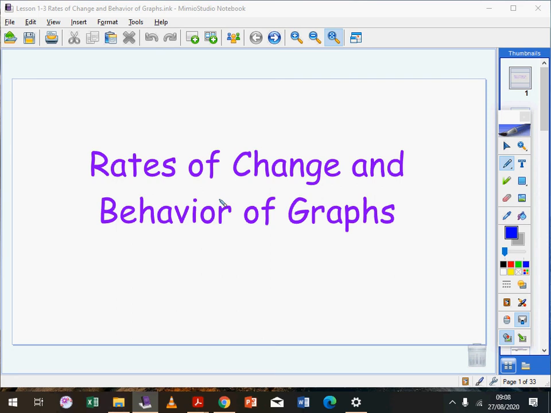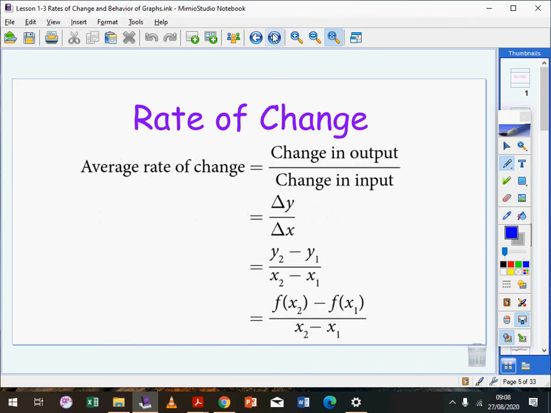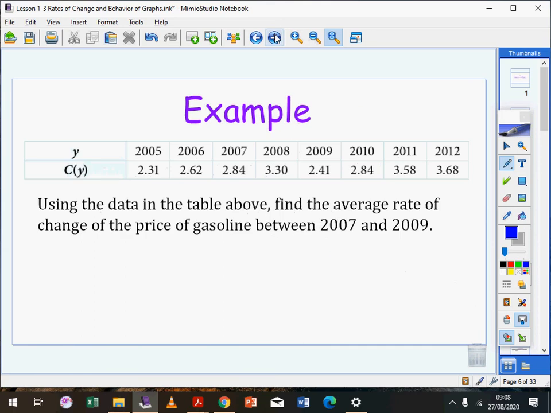So, the rate of change, behavior of graphs. Average rate of change is simply change in output divided by change in input, and that is delta y divided by delta x, which is y2 minus y1 divided by x2 minus x1. I hope you remember that this is the formula for slope or gradient that you looked at a lot over 8th, 9th, and 10th grade. So the average rate of change of a function is simply the slope of the function over that interval.